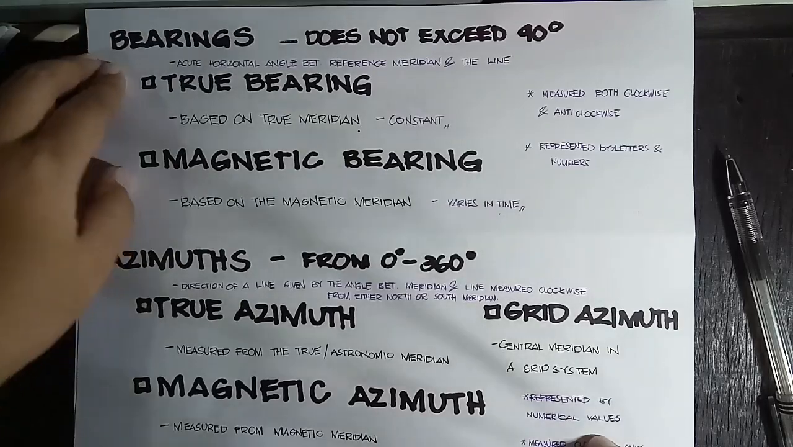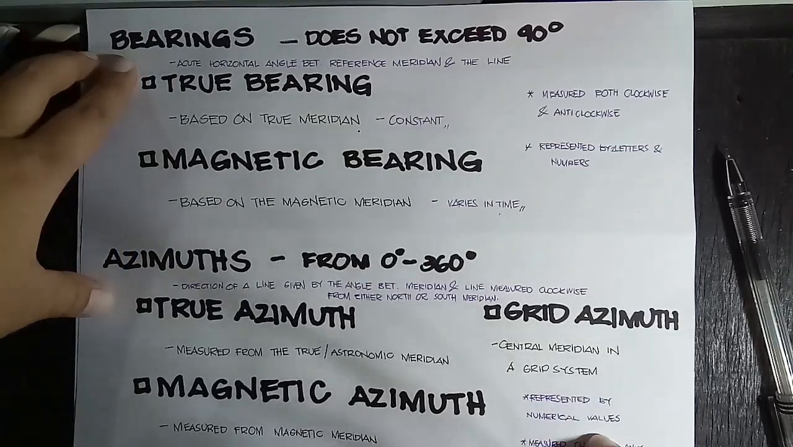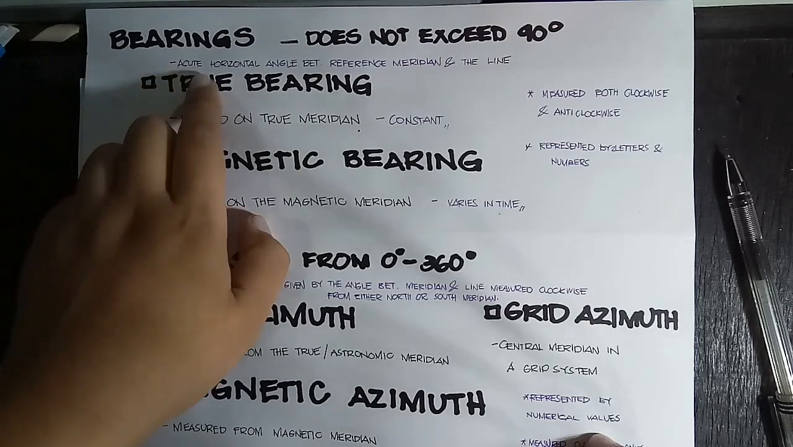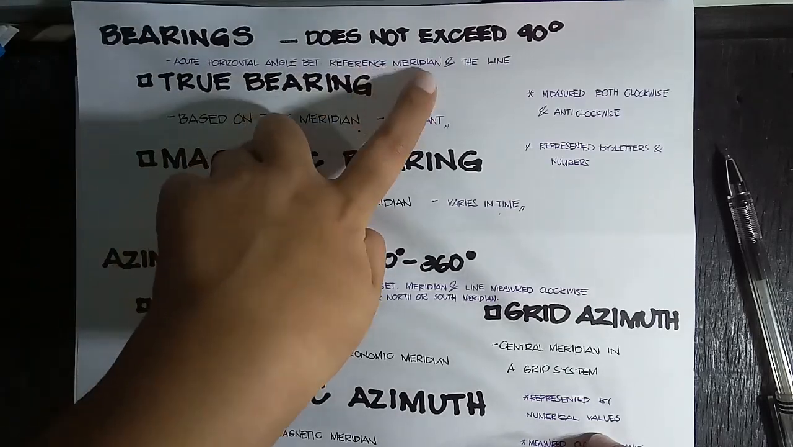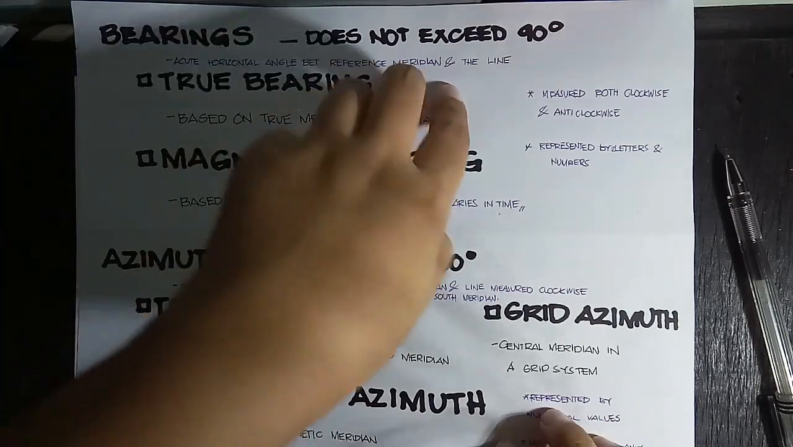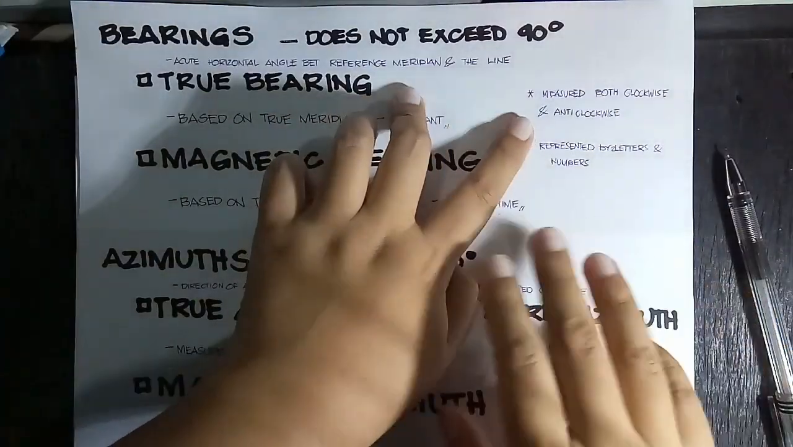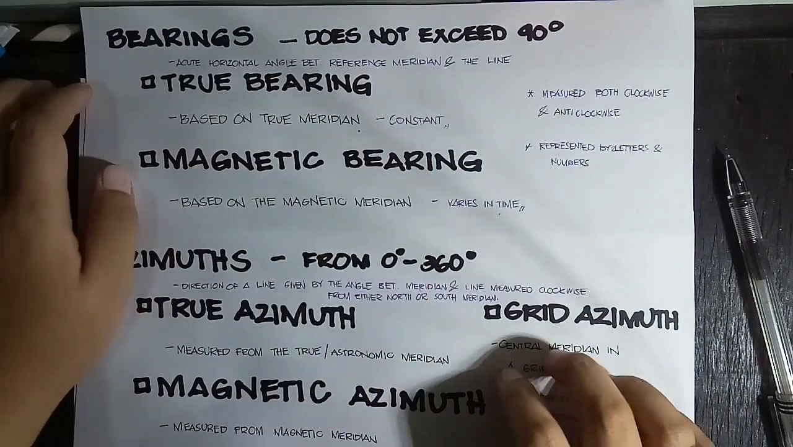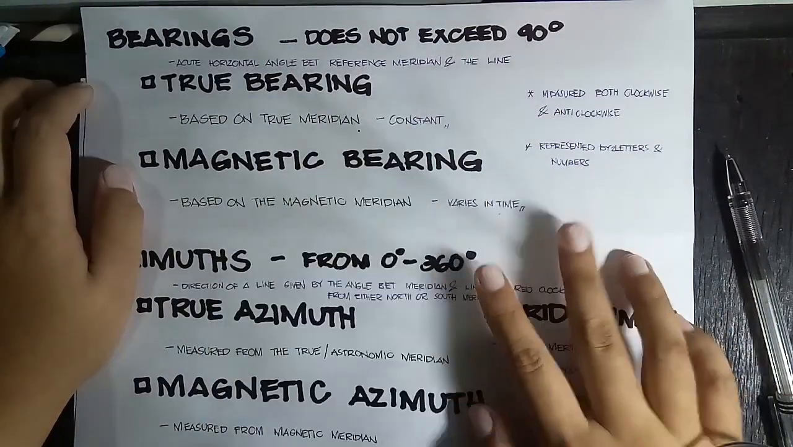Tatalakayin natin yung bearings and azimuths. So, bearings are acute horizontal angle between reference meridian and the line. Yung bearings, hindi siya nag-exceed ng 90 degrees and measured siya both clockwise and anti-clockwise direction. Nire-represent din siya ng 2 letters and numbers.